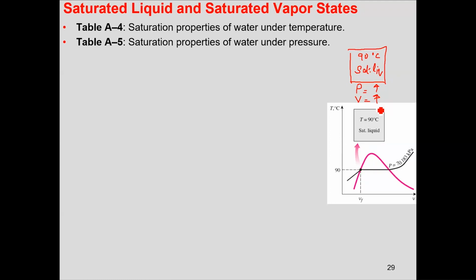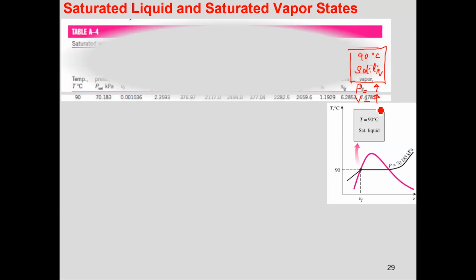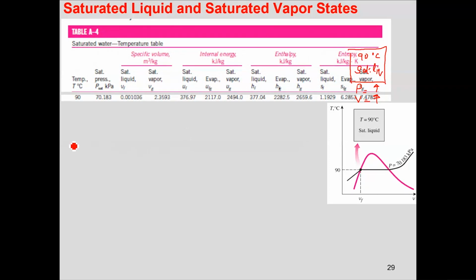A4, the temperature table. I'll go to table A4 and find the temperature where it says 90 degrees centigrade. The pressure corresponding to 90 degrees centigrade, the saturation pressure, would be 70.183. This would be the pressure of this line and also the pressure of my system.